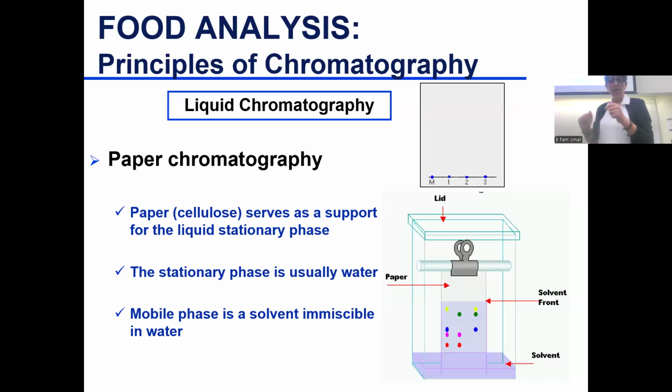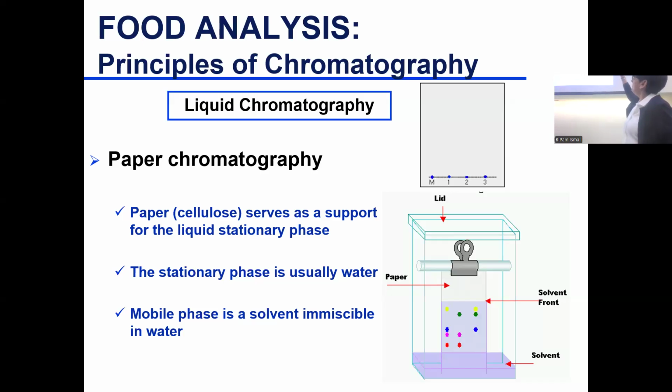Okay. And then your mobile phase is an immiscible solvent. It can be hexane, for example, which is immiscible with water. So what happens is you get your piece of paper, and you draw with a pencil a line about a centimeter or an inch from the bottom, and then you put your samples on it, M for marker, usually your standards, and then your different samples. It's very common to use this to look at amino acids, for example, in an experimental or educational setting.